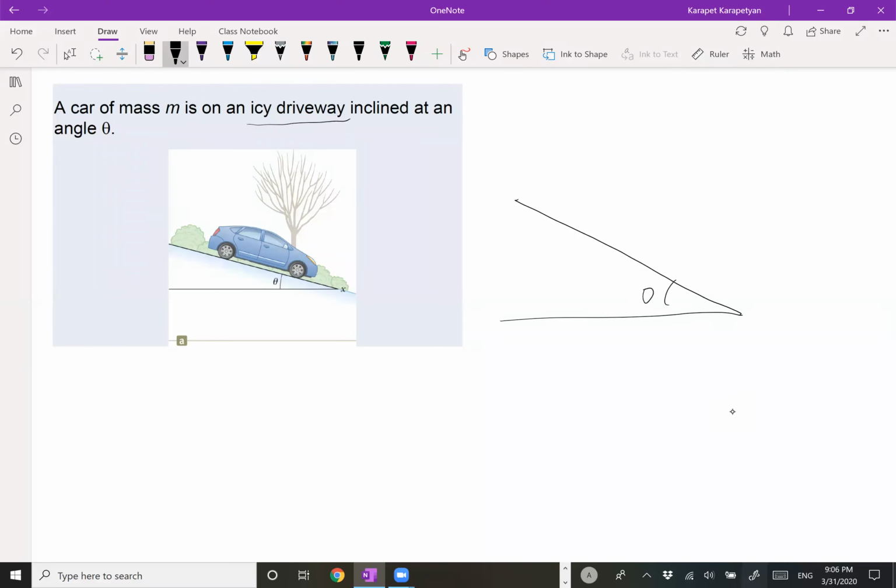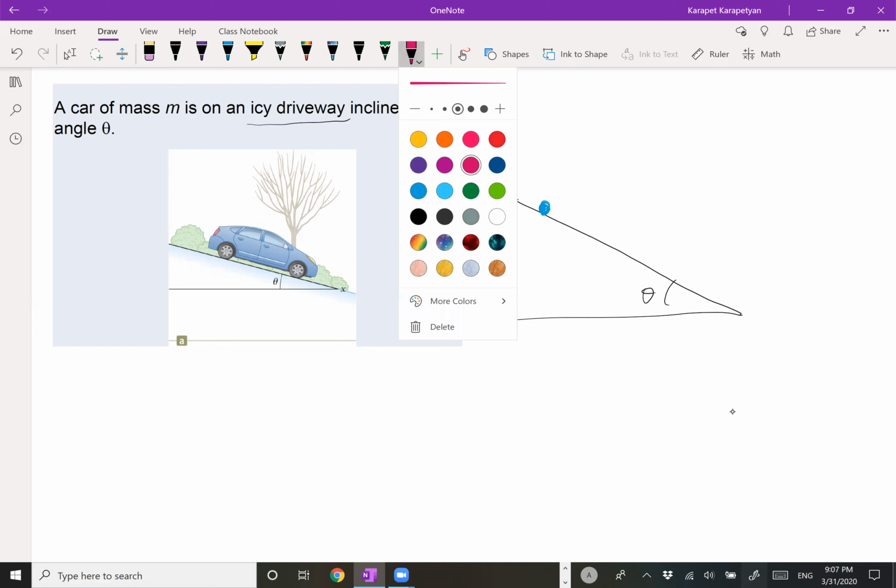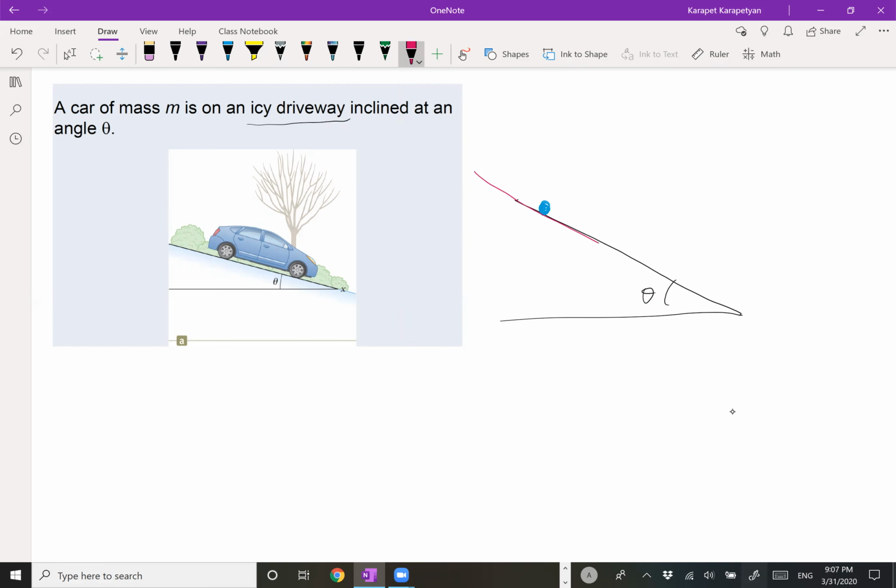So let's say here's the incline with angle theta. And let's say here's my car. I'm going to make it a particle. All right, so as the car is going down an incline, I want to make sure that the motion is one-dimensional. So what we do here is we take our coordinate system and tilt it, so that my x-axis is parallel to the surface and my y-axis is perpendicular to the surface. Let's try to get a straight line. So this is the y-axis and this is the x-axis.